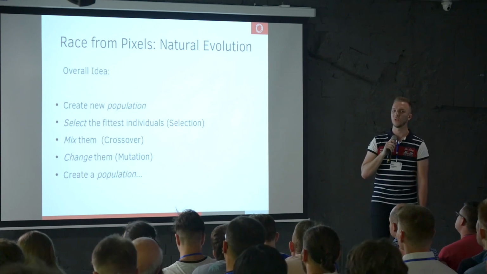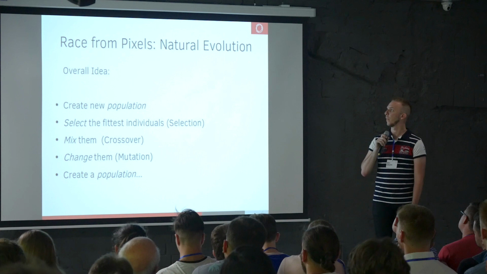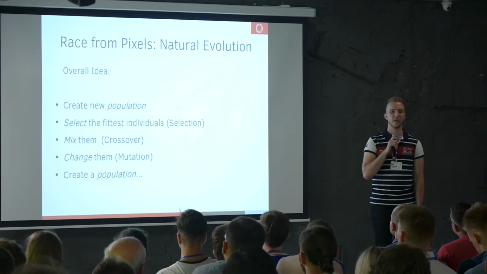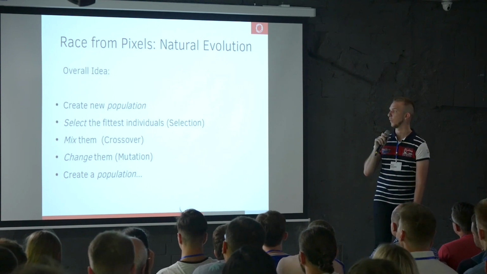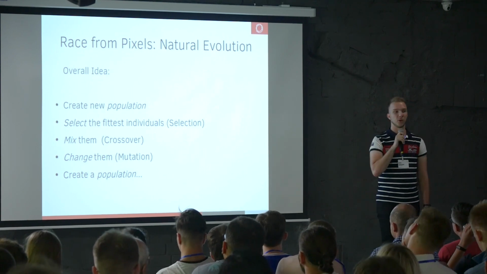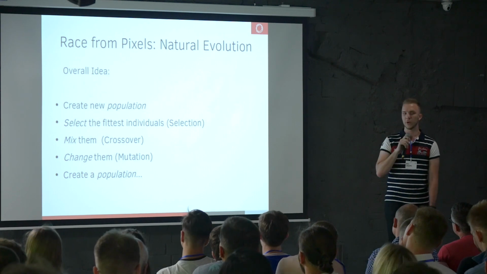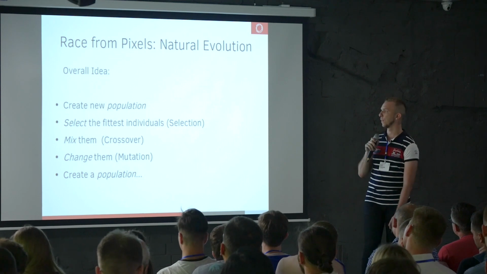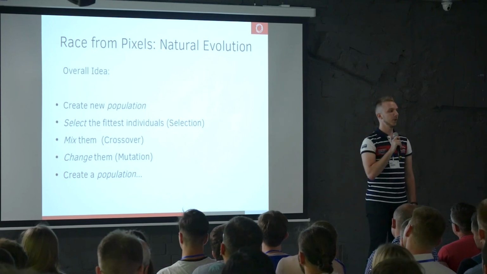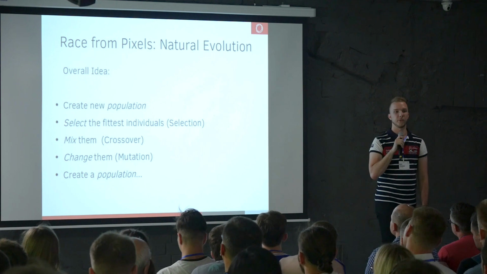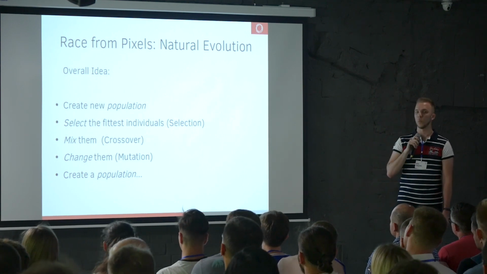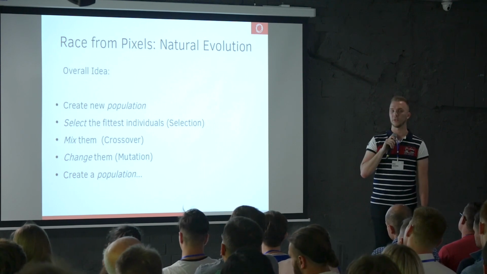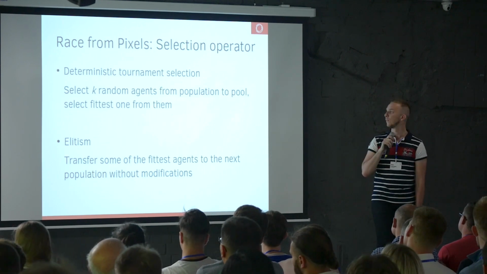And so here we go to my part of the work, and the race from pixels is actually resembling a Darwinian evolution process or a conventional genetic algorithm with modified operators. So we create a new population of policies. So these are our agents, neural networks. And then we evaluate them in the environment, then select the best individuals, then mix them with a special crossover operator, and change them with mutation, rinse and repeat, and you're done.